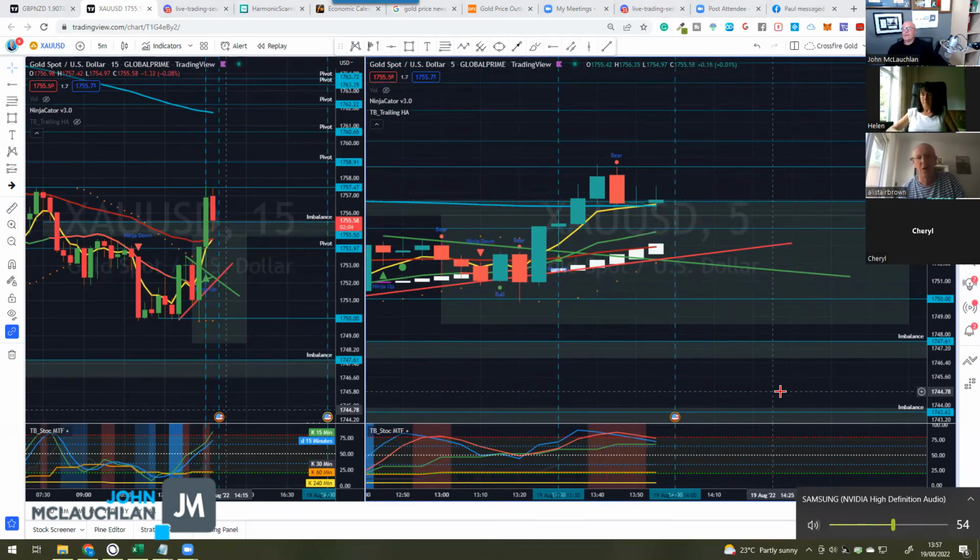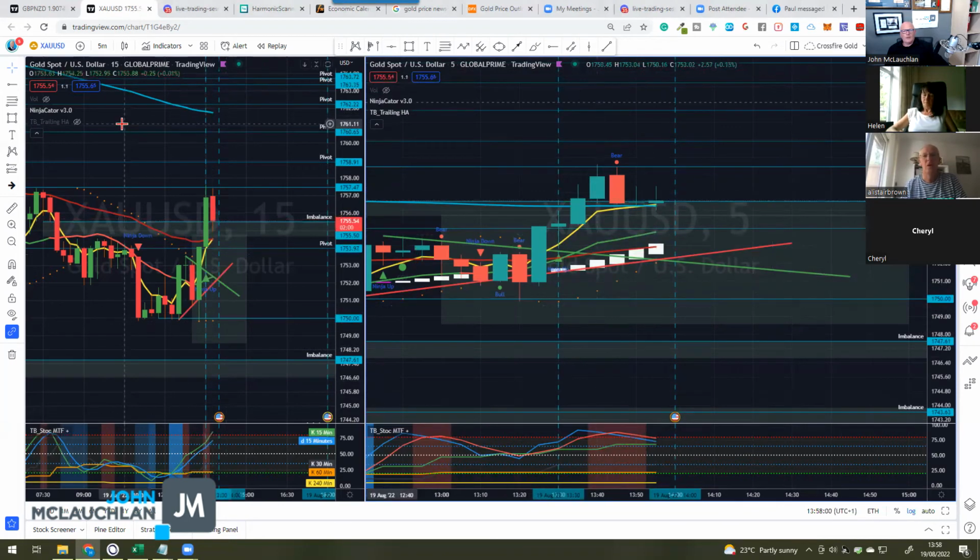I was asking, where do I get the trailing Heikin-Ashi from? At the moment, we're just testing them. I'll have to have a look. I can't remember which one it is now, but we're just testing the trailing Heikin-Ashi out, just to add them to our mix of strategies. So we're just testing them. Alice, do you know which one it is?